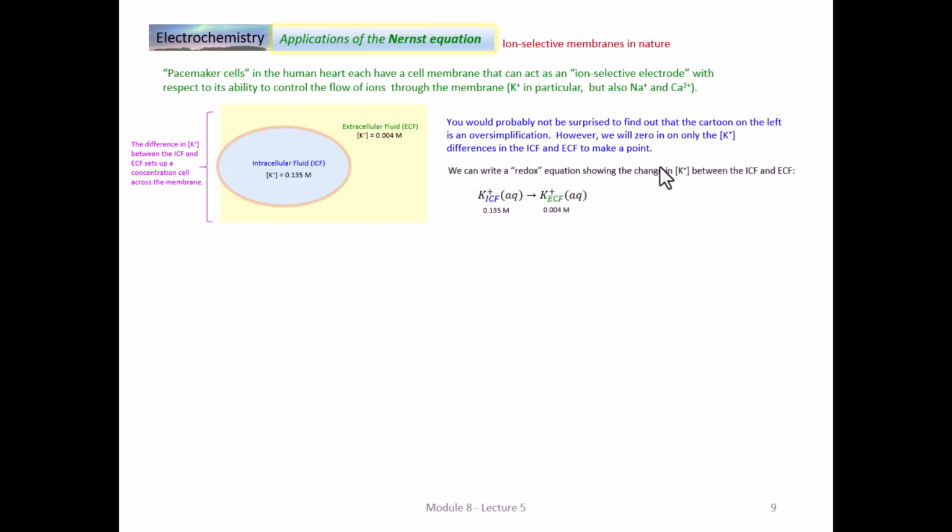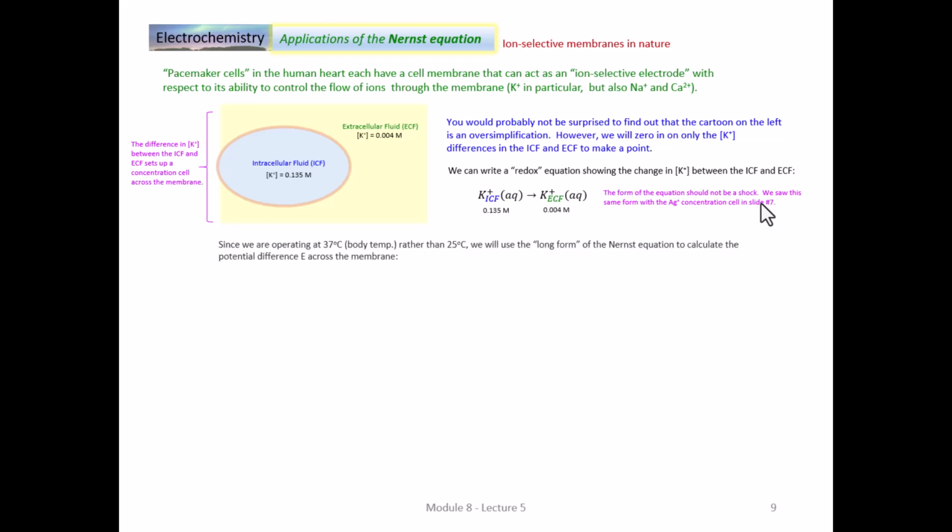Let's write a redox equation showing the change in potassium ion concentration when going from the inside of the cell to the outside of the cell. And this shouldn't look too goofy at this point because we actually wrote a very similar equation to this when we talked about our silver ion concentration cell back in a previous slide. Now, since we're operating in reality at body temperature, 37 degrees C, rather than 25, we'll use the long form of the Nernst equation.